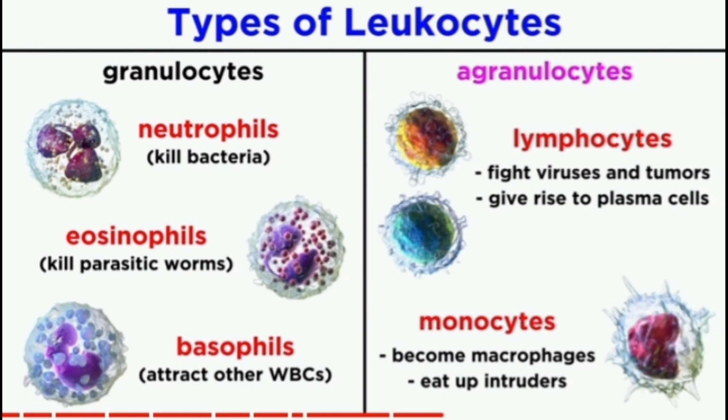We've got 2 types of white blood cells, or leukocytes: the granulocytes and the agranulocytes. Under the granulocytes, we've got the neutrophils, the eosinophils, and the basophils. The neutrophils kill bacteria, the eosinophils kill parasitic worms, and the basophils attract other white blood cells. And then we also have the lymphocytes, which fight viruses and tumors, and they also give rise to the plasma cells. And lastly, we have the monocytes that become macrophages and eat up intruders.